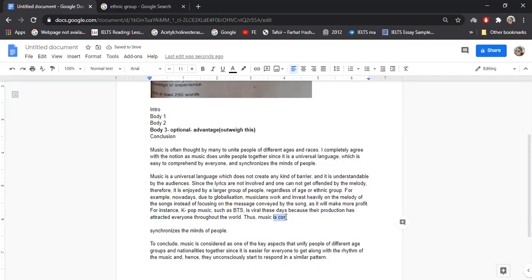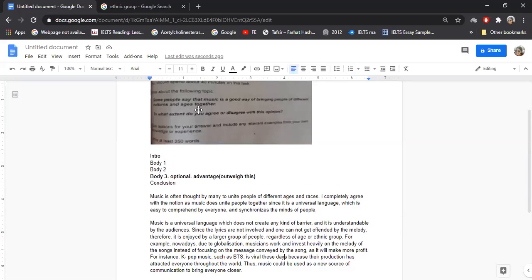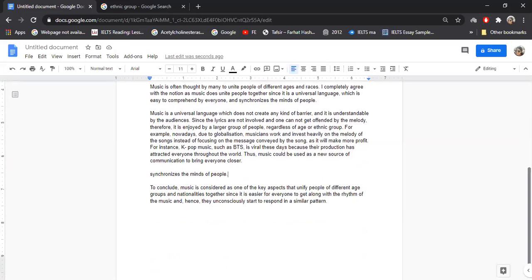This music could be used as a new source of communication to bring everyone together. Was it included in the question? Bringing people of different cultures and age groups together. Look, they used the best phrase in the question, so they didn't leave anything for us. That music is a good way of bringing people of different ages. So we are done with the first body paragraph, and now we'll talk about the second body paragraph.